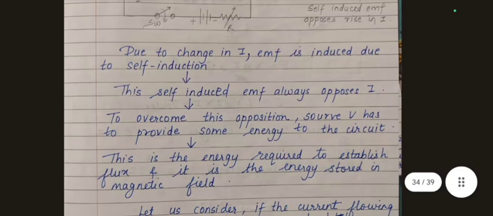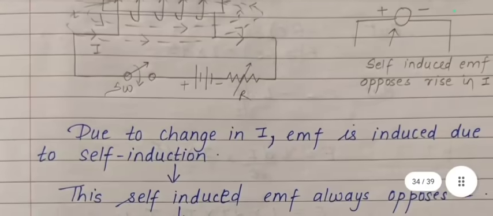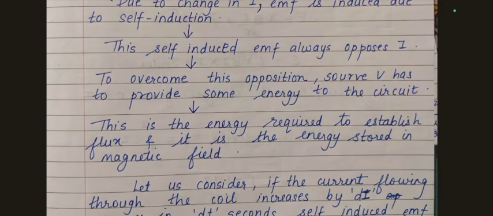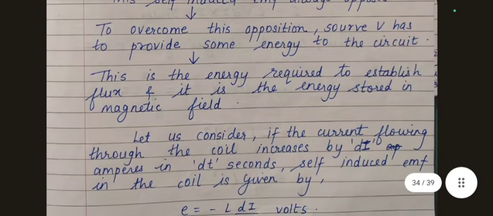Remember, the first thing: due to change in current, EMF is induced due to self-inductance, we all know. This self-induced EMF will always oppose the current. So to overcome this opposition, here you can see in the diagram, this source is there, SW I have written. The source V has to provide some energy to the circuit so that the self-induced EMF will not oppose the current that much. This is the energy which is required to establish flux, and it is the energy which is stored in the magnetic field, or we can say inductor.